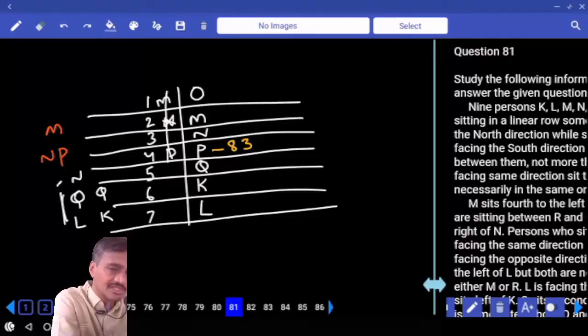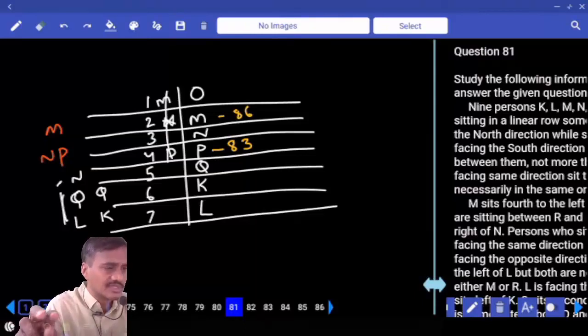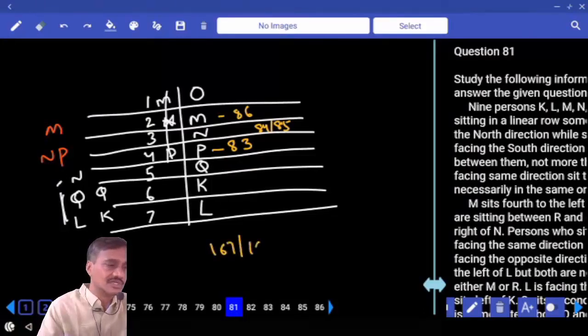If M scored 86 marks, then the sum of the marks of N and P, what is the sum here? Now this n can be either 84 or 85. If it is 84, what is the sum we have? 167 or 168, choice 4. And which one scored the least marks? L scored the lowest marks, choice 2.